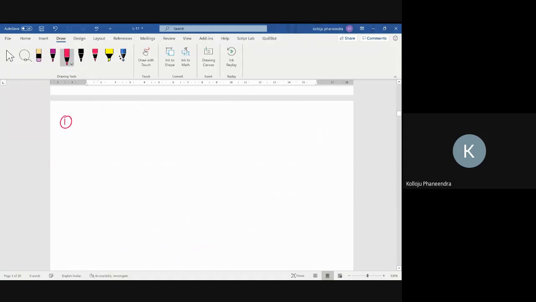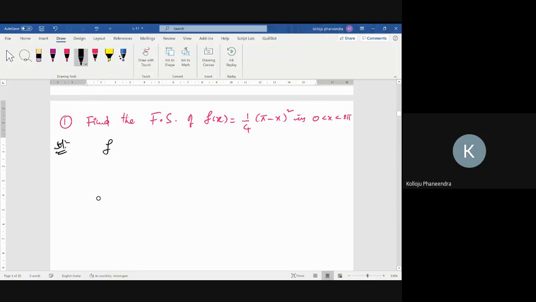First problem. Find the Fourier series of f of x equal to 1 by 4 into pi minus x whole square, in the interval 0 less than x less than 2 pi. I will mention f.s stands for Fourier series. First, let me write the given function: f of x equal to 1 by 4 into pi minus x whole square, in the interval 0 to 2 pi.